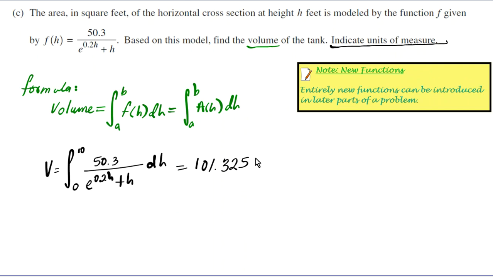So we already know what this is, right? We talked about feet squared times feet. So the unit for volume, you already know what that is: feet cubed. So that's the volume of the solid where you have this as your horizontal cross section.